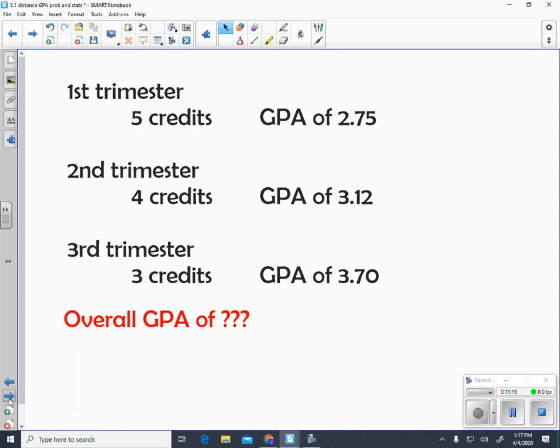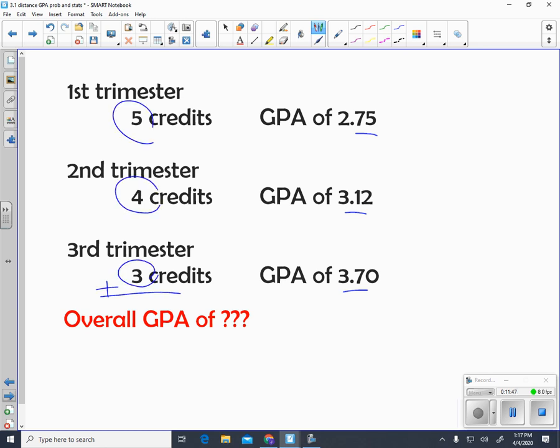One last exercise to show you here real quick, and that is if we were calculating an overall grade point average now. The overall grade point average in this problem is based on 3 credits, we can't just add these 3 numbers and divide by 3 because there were different numbers of credits earned. So here, you just do the same procedure. Add 5 and 4 and 3, and we know that there were 12 credits earned altogether during the year.